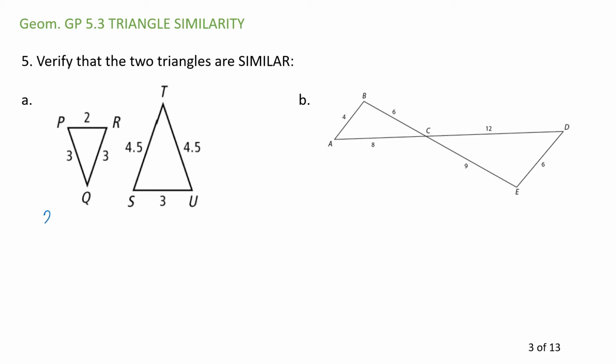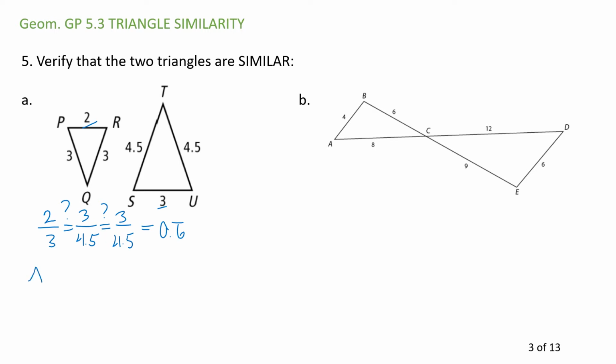So 2 is to 3, as 3 is to 4.5. I'm checking to see, is that true? And then the third one must also be true. 3 is to 4.5. I'm checking to see if they're true. Of course, they're all 2 over 3, so 0.6 repeating. Because these are all three the same thing, this is side-side-side similarity.